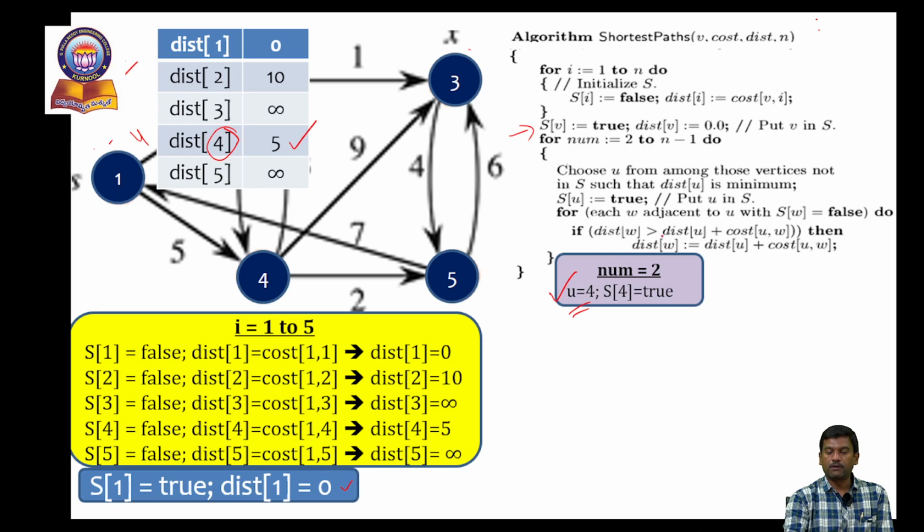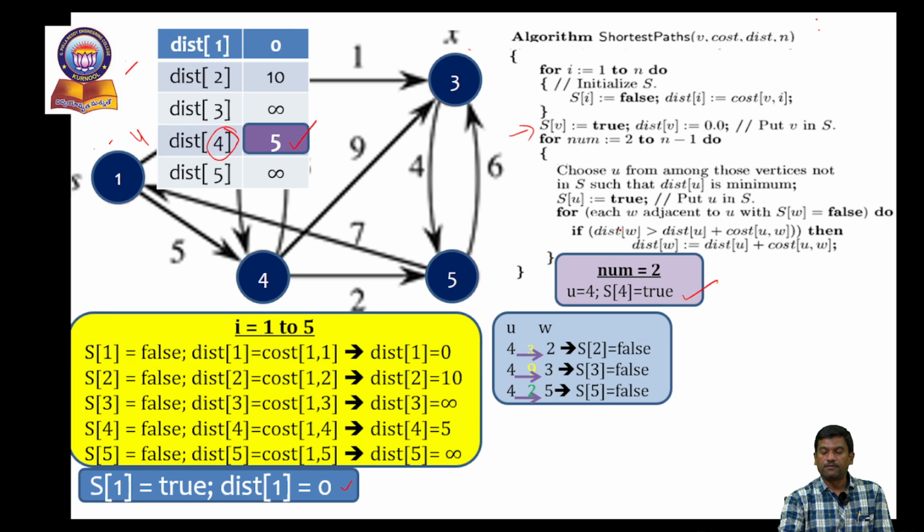And according to the algorithm, S of u equal to true. What is the value of u? That is 4. So S of 4 is equal to true. You have taken that vertex into the solution set. After this, it goes for the next steps. The next step involved is for each w adjacent to u with S of w equal to false. What does this indicate? You need to explore the unexplored vertices.